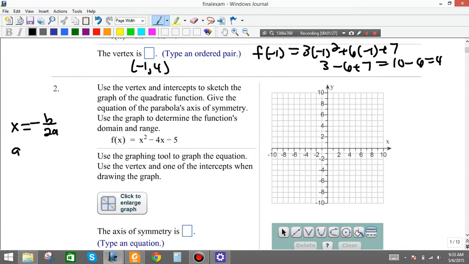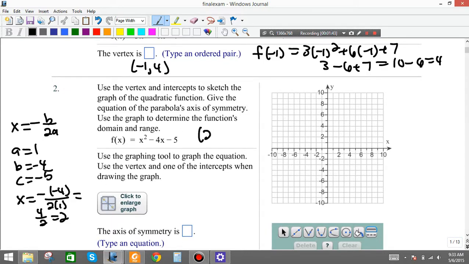A in this case is 1, b is negative 4, c is negative 5. Doing the calculation, x equals negative 4 over 2 times 1. That is 4 over 2, which is 2. The x-coordinate of the vertex is 2.